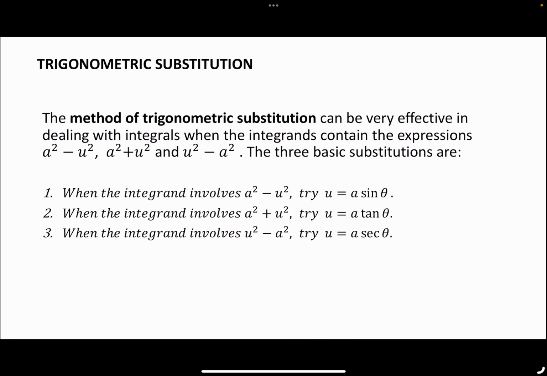The three basic substitutions are: when the integrand involves a squared minus u squared, we try u is equal to a sine theta. When the integrand involves a squared plus u squared, we try u is equal to a tangent theta. And when the integrand involves u squared minus a squared, we try u is equal to a secant theta.